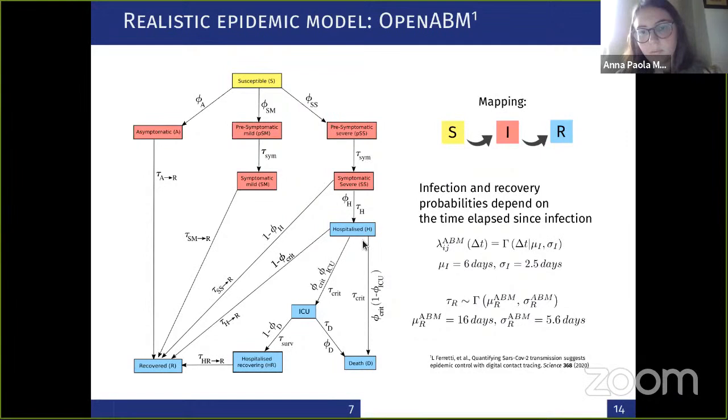And it ends up that the probability of infection at time delta t, which is the time elapsed since infection, is distributed according to a gamma distribution with an average of 6 days and a standard deviation of 2.6 days. Instead, the recovery delay, so the time at which you recover after the infection, is distributed according to a gamma distribution of 16 days and a standard deviation of 5.6 days.